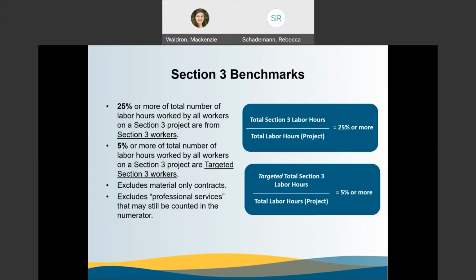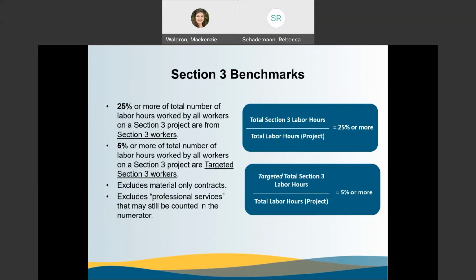The benchmark for Section 3 workers is currently 25% or more of the total labor hours for an assisted project each year. This is calculated by dividing the number of hours worked by Section 3 workers by the total number of labor hours worked by all workers on a Section 3 project.